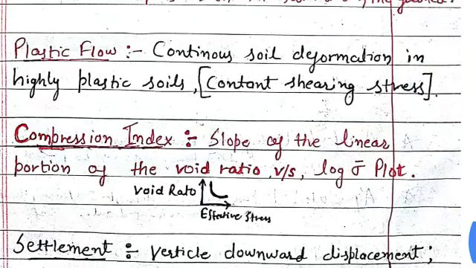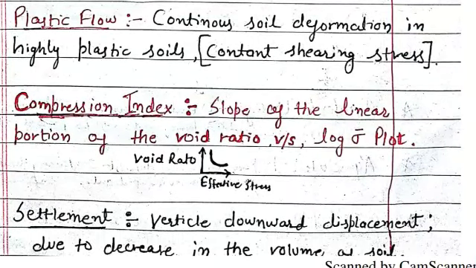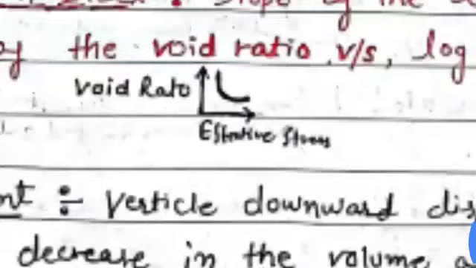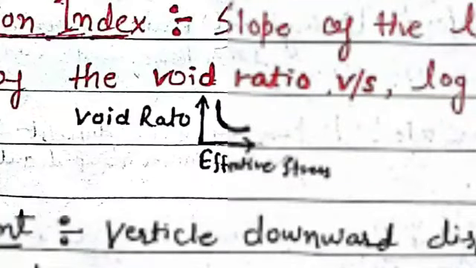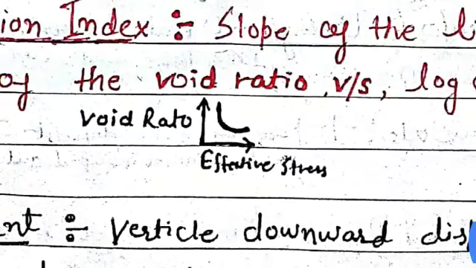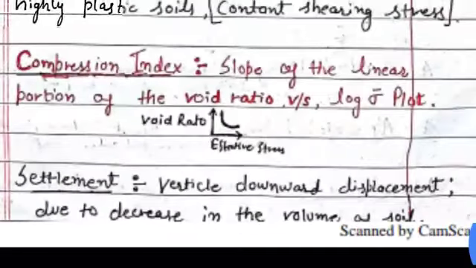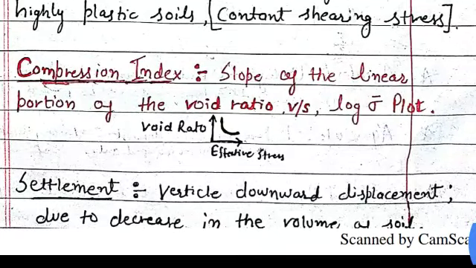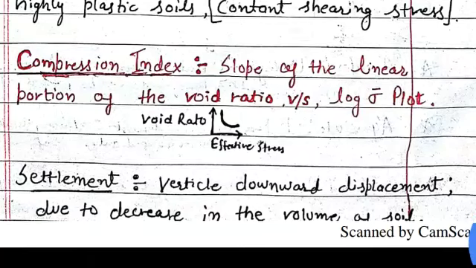Next one is compression index. Compression index is the slope of the linear portion of the void ratio versus log sigma bar plot, that is void ratio and effective stress slope. Next one is settlement. Settlement is vertical downward displacement due to decrease in the volume of soil.